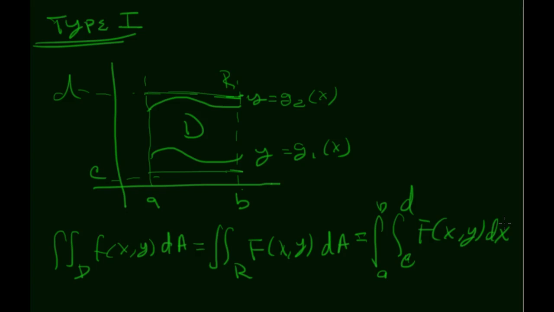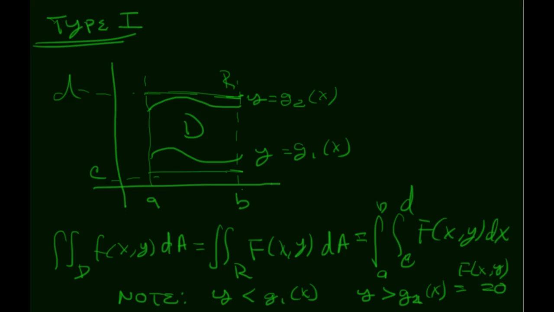Now, note, wherever y is less than g1 of x, or y is greater than g2 of x, big F of xy is going to equal 0 because it's in R but not in D. So I can rewrite this using those as my upper and lower bounds. Sorry, this should be dy dx. I missed the y bound there. This should be the upper and lower bounds for y.